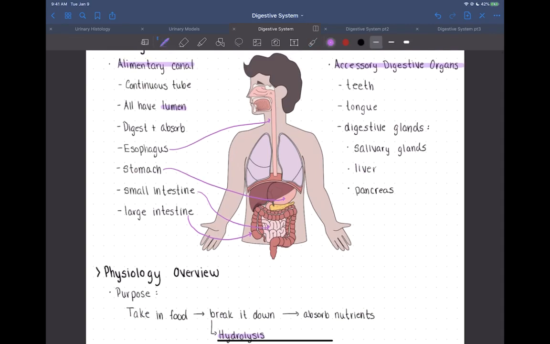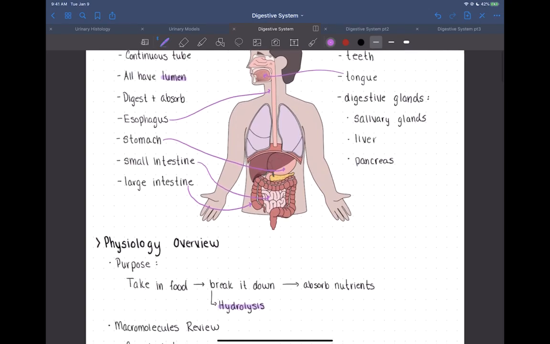Now let's talk about the accessory digestive organs. Food does not necessarily pass through these. They don't necessarily have a lumen, but they help with digestion. One of those would be the teeth, obviously in the mouth. And then the tongue would be an accessory digestive organ. And then there are several digestive glands that we'll talk about. We have the salivary glands around the mouth that make saliva, and saliva contains some enzymes that help to break down different nutrients in food.